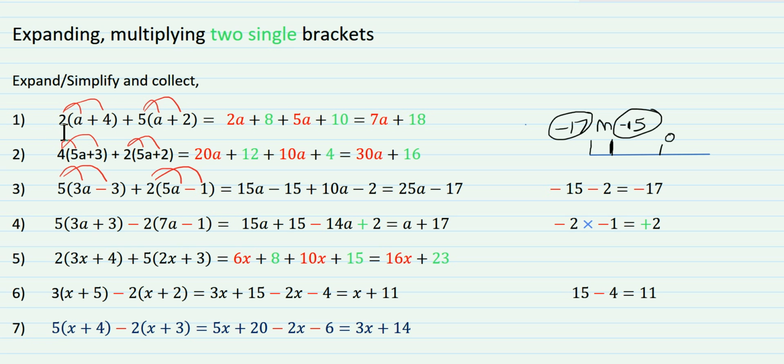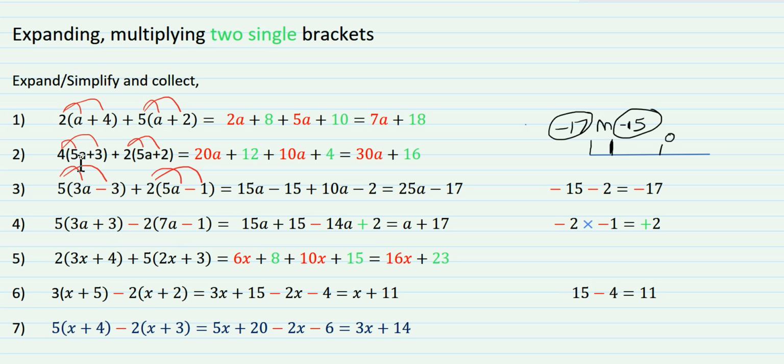Okay, the first example, 2 times a is 2a, and 2 times 4 is 8. Then 5 times a is 5a, and 5 times 2 is 10. Then you collect the like terms. You collect all the a's, so this will be 7a, 2 plus 5 is 7a, then 8 plus 10 is 18. So you collect the a's and the numbers.